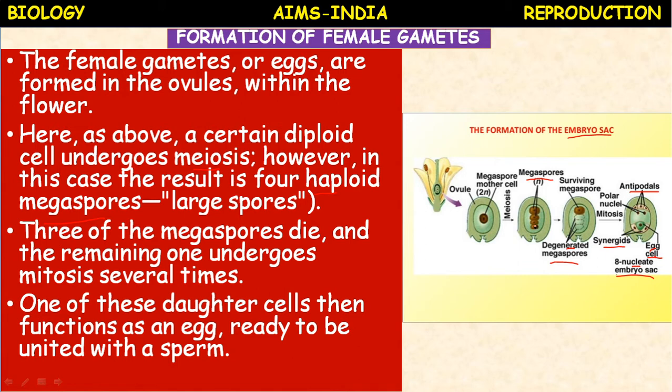Out of 4 megaspores in a linear tetrad, meaning a straight tetrad, usually the upper 3 degenerate. It is mentioned reversely here. The upper 3 will degenerate and the lowermost enlarges to become the functional megaspore. It is the surviving megaspore.